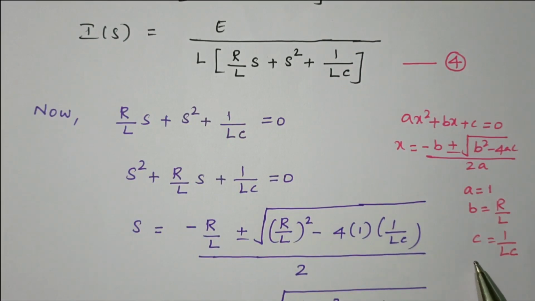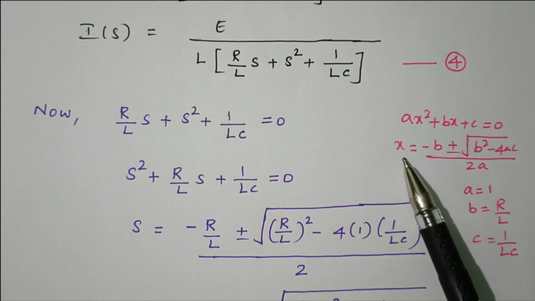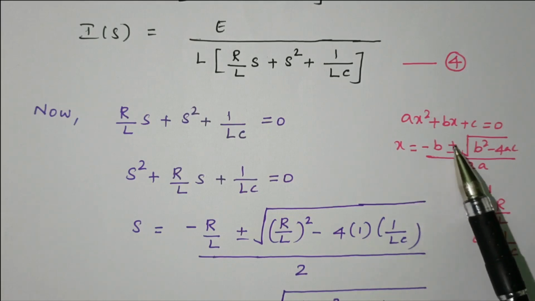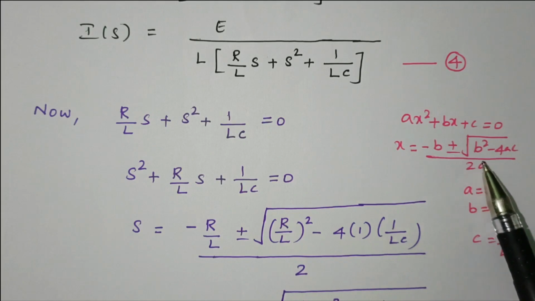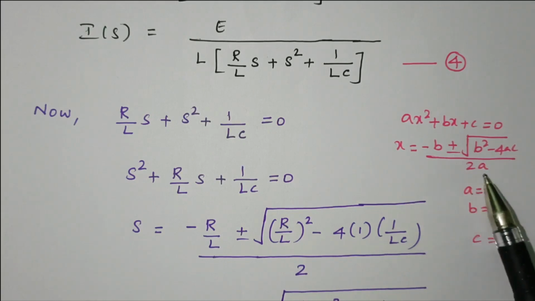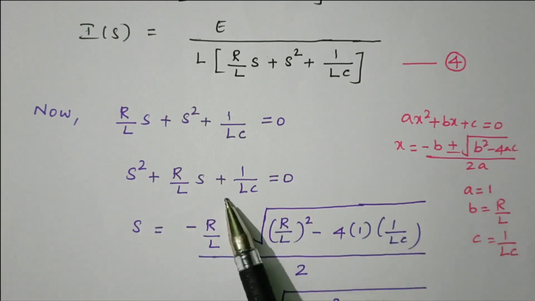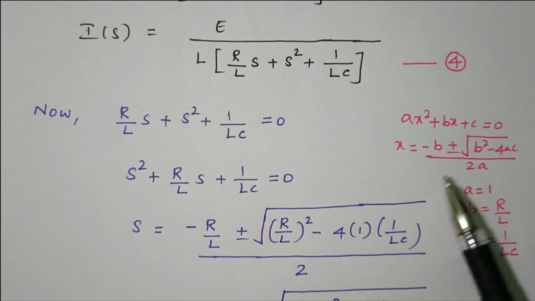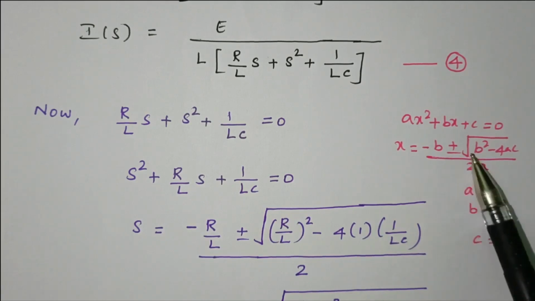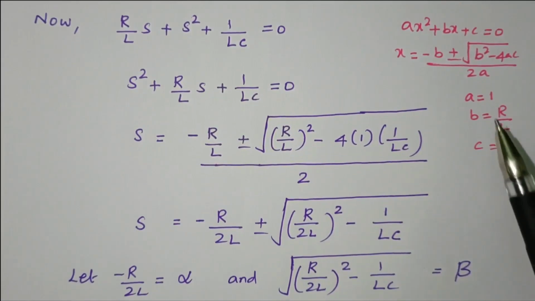Right. Now how to find the roots of this quadratic equation? The general formula is there: x equals minus b plus or minus square root of b squared minus 4ac, divided by 2a. So by using the same formula we can find the roots of this quadratic equation. Right. Now we'll substitute this. All the a, b, c values are available, and by using that we can substitute.